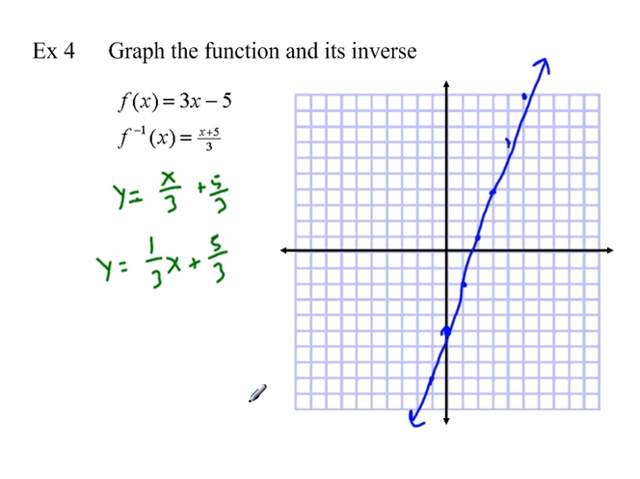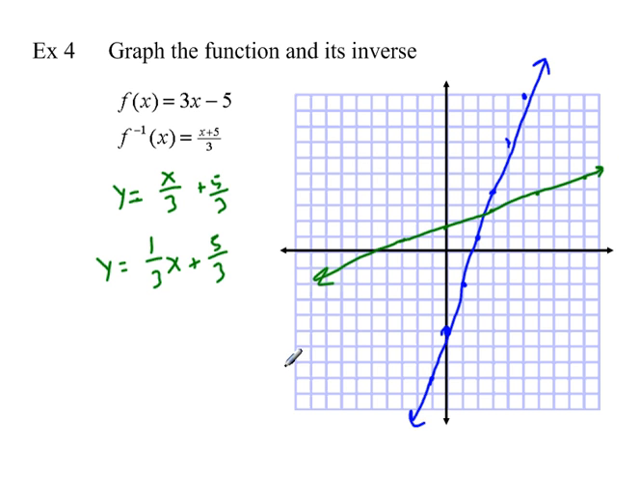Hey, that's the equation of a linear function. So if we go up 5/3, which is 1 2/3, then from there go up 1 and right 3. And we can continue to do that. We can also go in the other direction. And I'm going to connect those points, extend the line, and we're done.